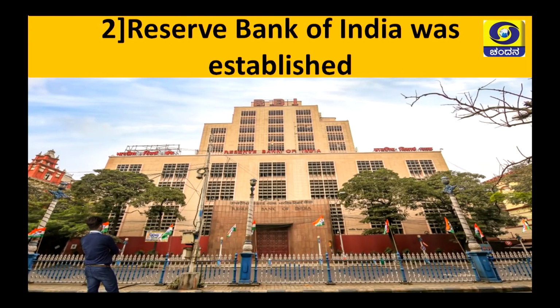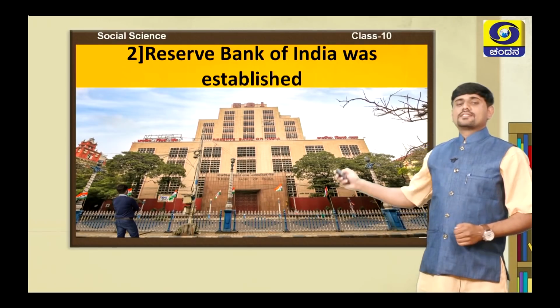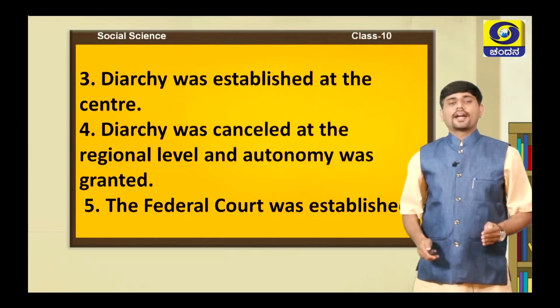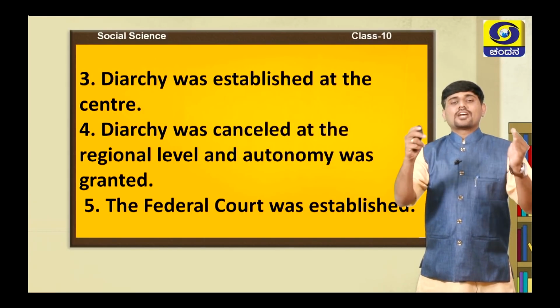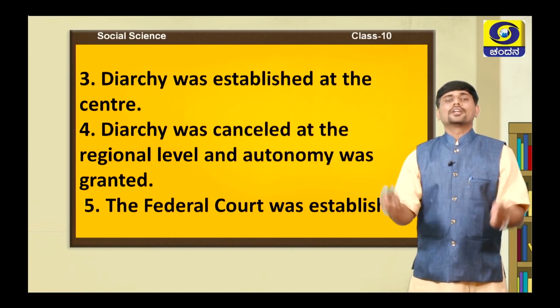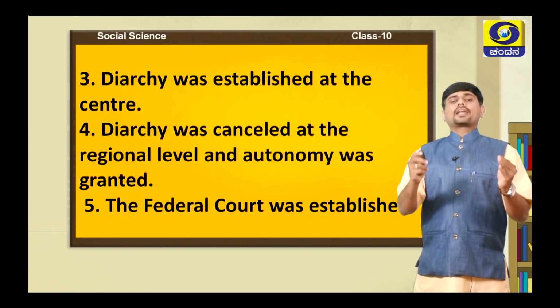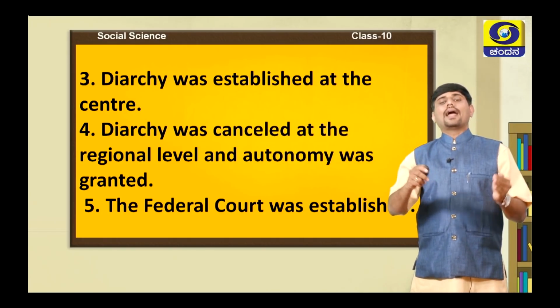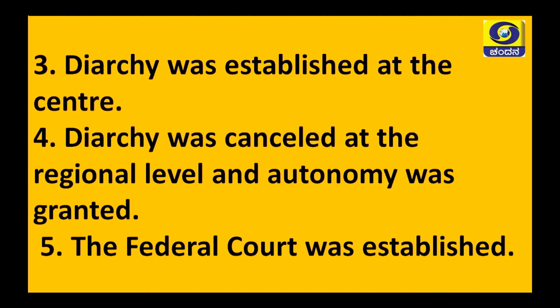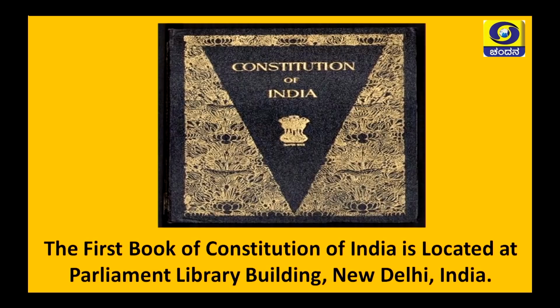The most remarkable development of the 1935 Act: according to this Act, the Reserve Bank of India was established, children. You can see the image of the Reserve Bank of India. It was another important provision of the 1935 Act. Followed by that, diarchy was established at the center. Diarchy, the two-type administration system, was introduced at the center. After that, diarchy was cancelled at the regional level and autonomy was granted to the regional governments. The Federal Court was established under the Government of India Act 1935.